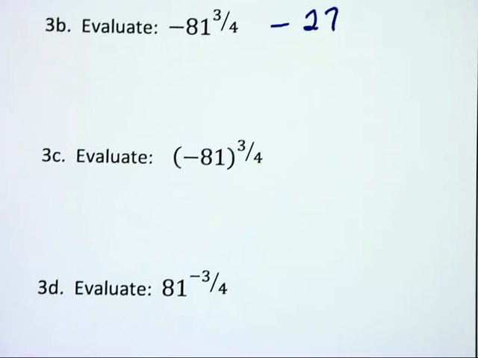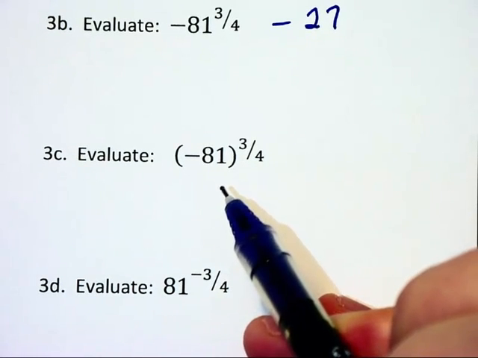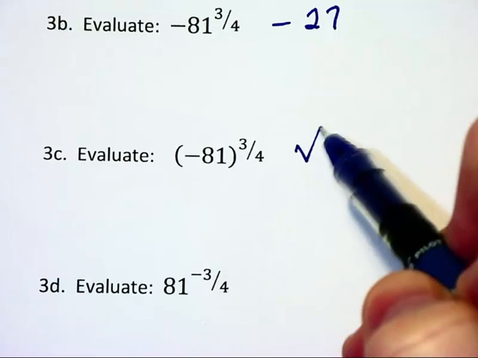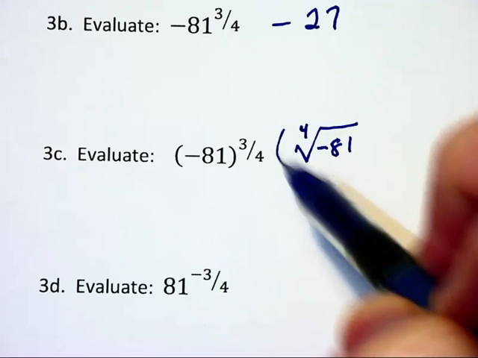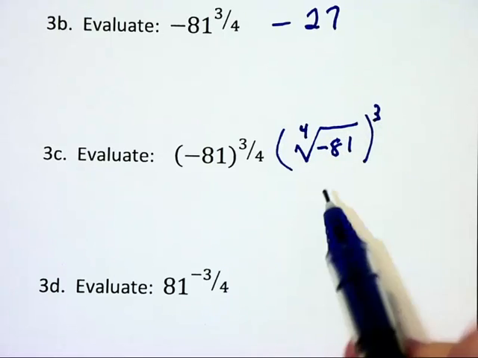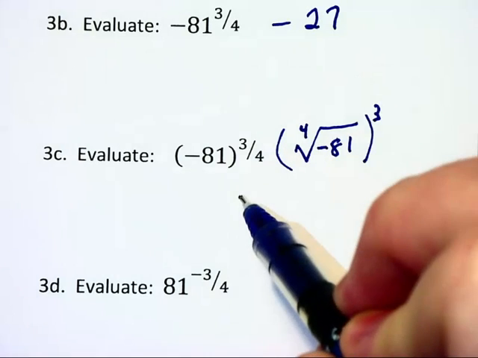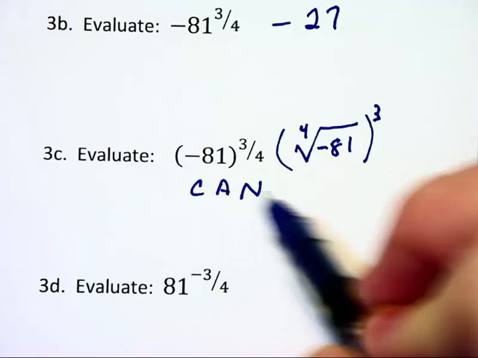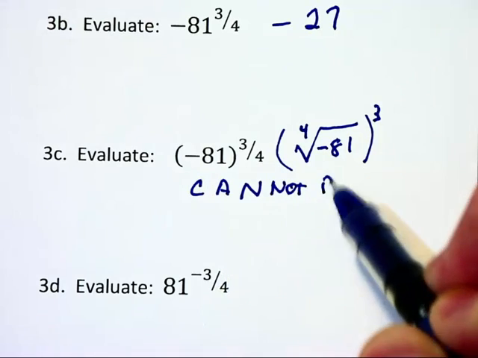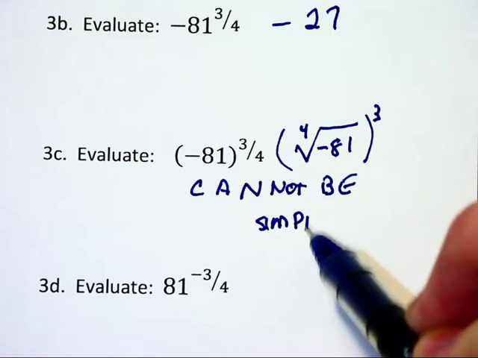However, in this third case, because there's parentheses, we've got a little bit of a problem here because we have the 4th root of negative 81 then getting cubed, and we cannot have a negative inside of a 4th root, and so this has no solution, or let's just say cannot be simplified. Because we don't have any methods to work with yet for that.